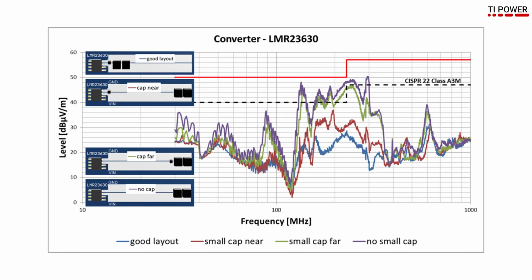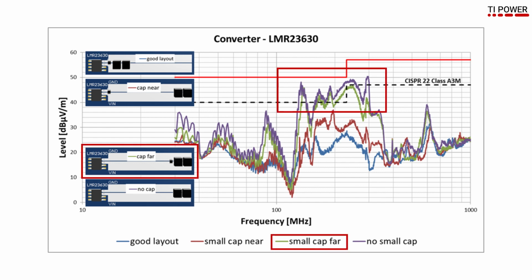Let's first take a look at a 36-volt converter with an external inductor, the LMR23630. On this plot, you can see how the quality of the layout, and specifically the placement of the external components, affects the EMI performance substantially. As shown in the CAP-FAR example, you are no longer able to pass CISPR22 specifications with a poor layout and capacitance far from the IC.